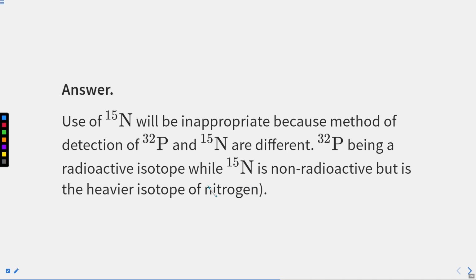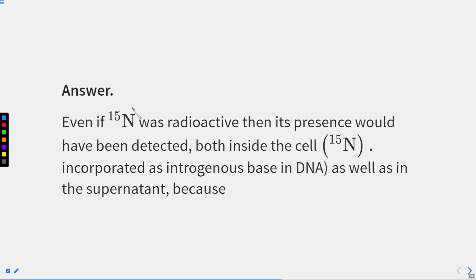Now, use of the heavy isotope of nitrogen will be inappropriate because the methods of detection of phosphate and nitrogen are different. This heavy nitrogen is non-radioactive, but phosphate is radioactive. So their method of detection is first of all different. And even if the heavy isotope of nitrogen was radioactive, then also what happened?